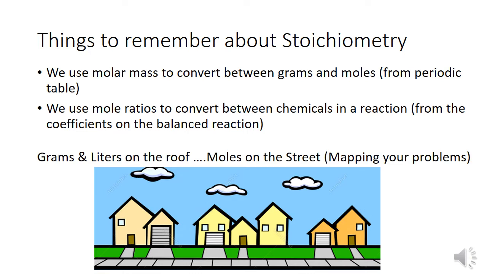So a few things just to keep in mind when you're approaching stoichiometry problems. We always use our molar mass from our periodic table to convert between grams and moles of chemicals. So however many grams from the periodic table equal 1 mole of that chemical. We use mole ratios to convert between chemicals in a reaction, so we get the information from the coefficients in the balanced reaction. And something you learned last year is our mapping out of our problems, and I'll do an example of this as a reminder. It's our little trick: grams and liters on the roof, moles on the street, to map out your problems if you need to. So we'll take a look at an example of that on the next slide.